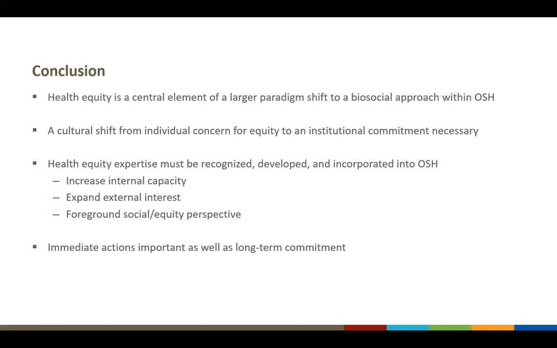Another key element is going to be expanding external interest in work and health. I'm thinking of non-traditional academic fields like the social sciences, like African American studies, gender studies, anthropology, sociology, and other fields that have been underrepresented. How do we bring those departments and researchers into the work we do, looking at the relationship between work and health and inequity?